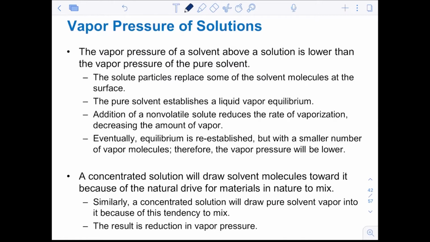So by replacing some of the positions at the surface, the solute particles have effectively pushed the solvent back down, okay? In addition, the solute is holding on to the solvent with intermolecular forces and not letting it escape, okay? So vapor pressure effectively lowers. The concentration of a solution will draw the solvent molecules towards it because of the natural drive for mixing as well. So it's not only intermolecular forces, but it's also entropically favorable for the solvent to stay in the liquid form than it is to go out into the vapor.